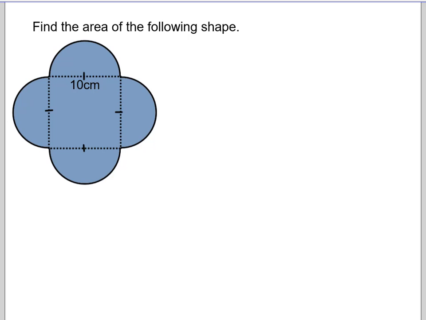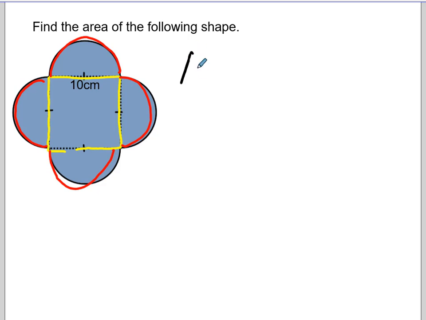Find the area of the following shape. Okay, so this is a composite shape, so you can see there's a couple things here. There is a square. There is two full circles. Okay, so when you're looking at something like this, it's nice to sort of make it as easy as possible. So we have the area of a square plus 2 area of circles.